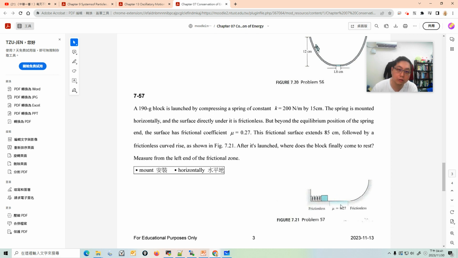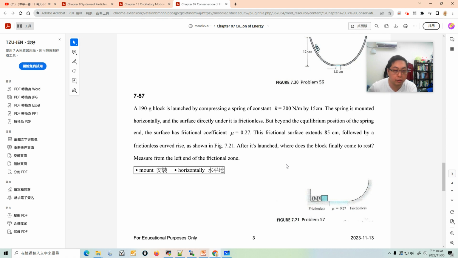It stops in the friction rough surface, and the problem says to measure, after its launch, where the block finally comes to rest. It must come to rest in this region, and I will explain why. The distance is measured from the left end of the friction zone, which is here. What's the distance?